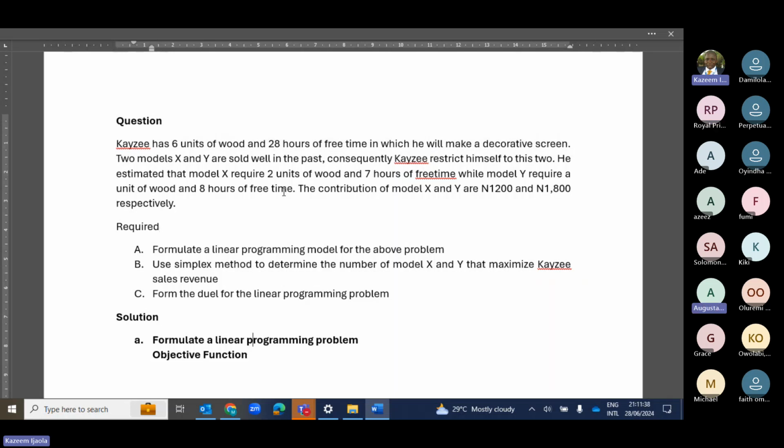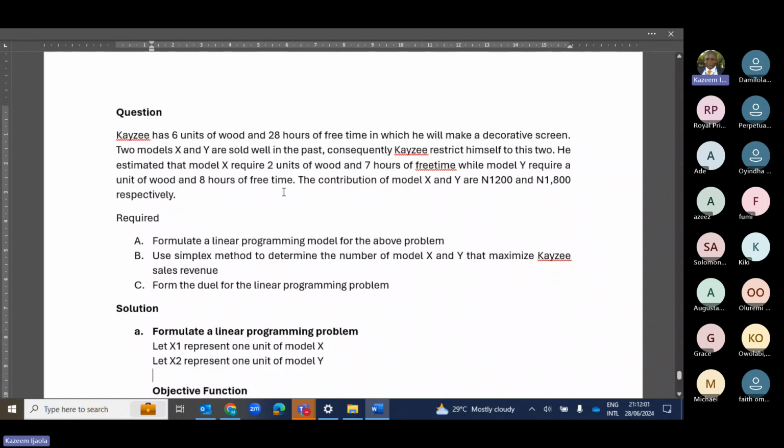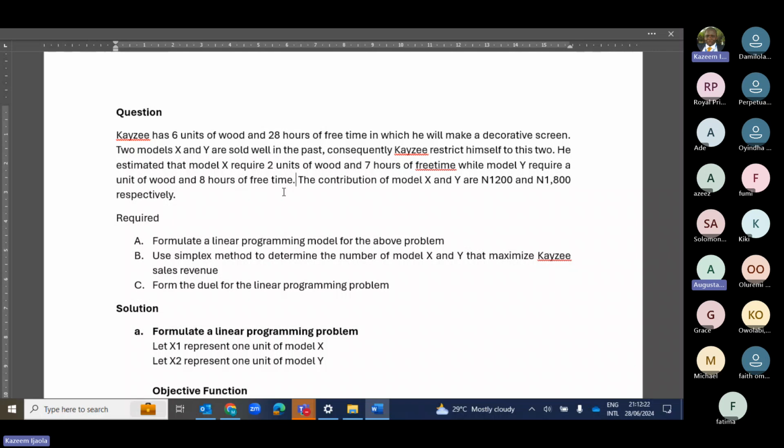So before you even start your objective function, you say: let X1 represent 1 unit of model X. Then let X2 represent 1 unit of model Y. Now we are done with this. They now say that model X requires 2 units of wood and 7 hours of free time, while model Y requires a unit of wood and 8 hours of free time. These are your constraints, and the contributions are 1,002 and 1,008. That is the contribution I want to make.